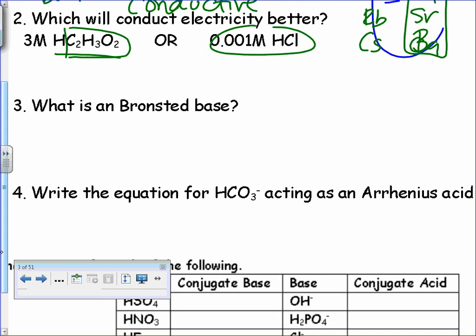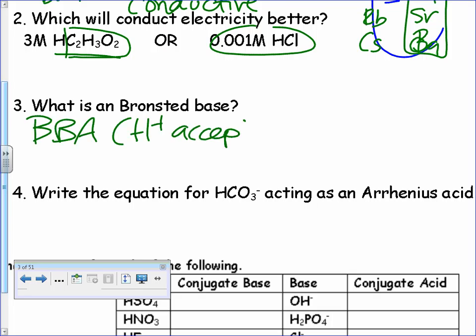Bronsted bases, give me an example of something that could act as a Bronsted base. We know that they're hydrogen ion acceptors. Who can accept an H+?